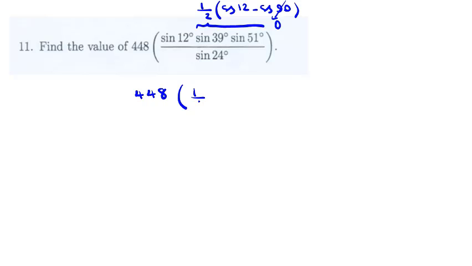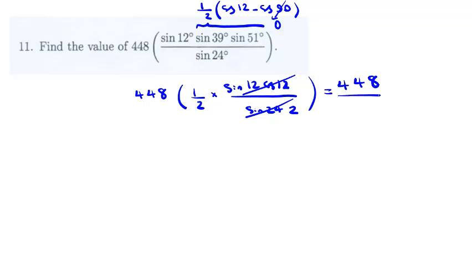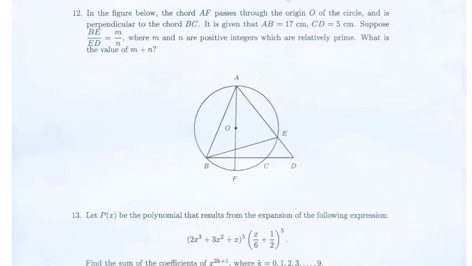So it will be 448 times 1 over 2 times sine 12 cos 12 over sine 24. You can say sine 24 is 2 times sine 12 cos 12. So if we divide, we have 2 here. So the answer is 448 over 4, which equals 112. So the answer is equal to 112. SMO 2019 senior section first round, problem number 12.